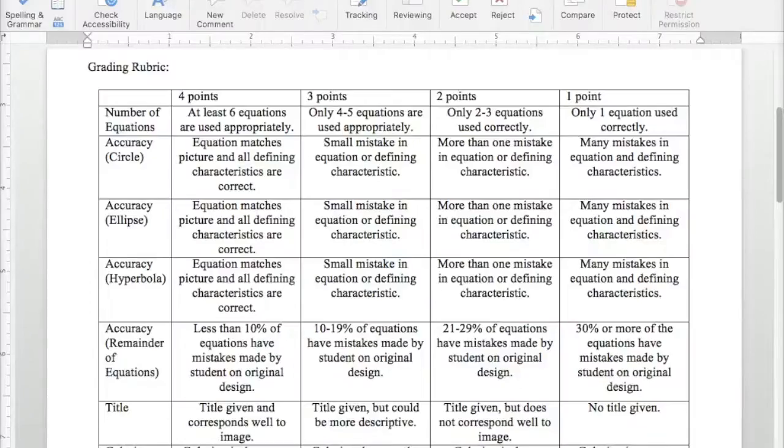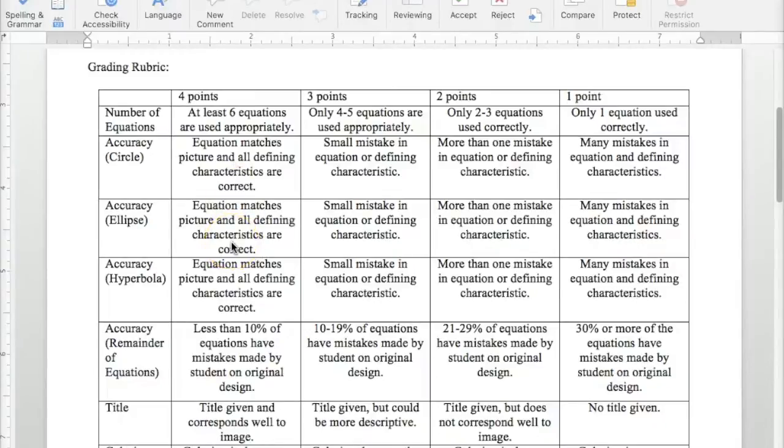All right, now I want to talk about the rubric for a second. The bare minimum is that you use at least 4 equations correctly in your picture. Okay, then I'm going to go through. You have to use at least one circle, at least one ellipse, and at least one hyperbola. So I'm going to look at one of your circles and make sure that you have an equation that matches what you actually graphed and all the defining characteristics that you were supposed to identify, which for a circle would be the center and the radius, are correct.